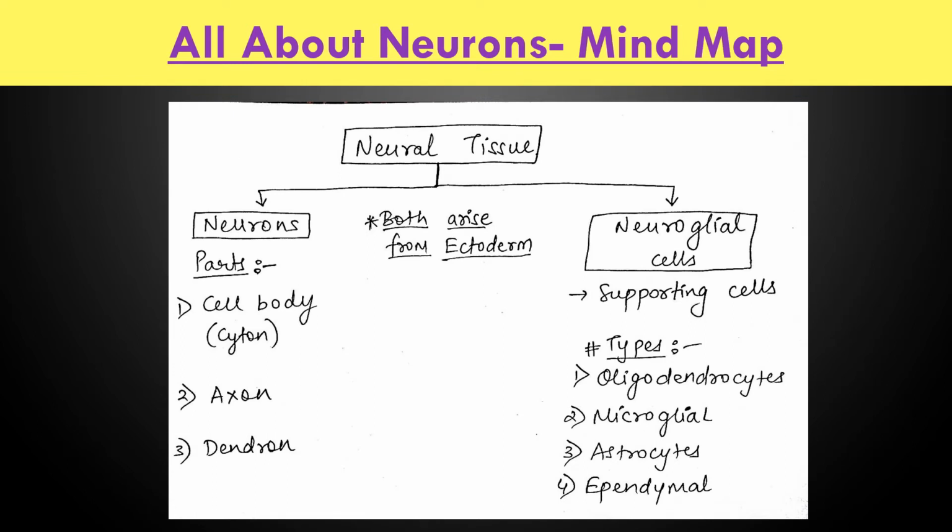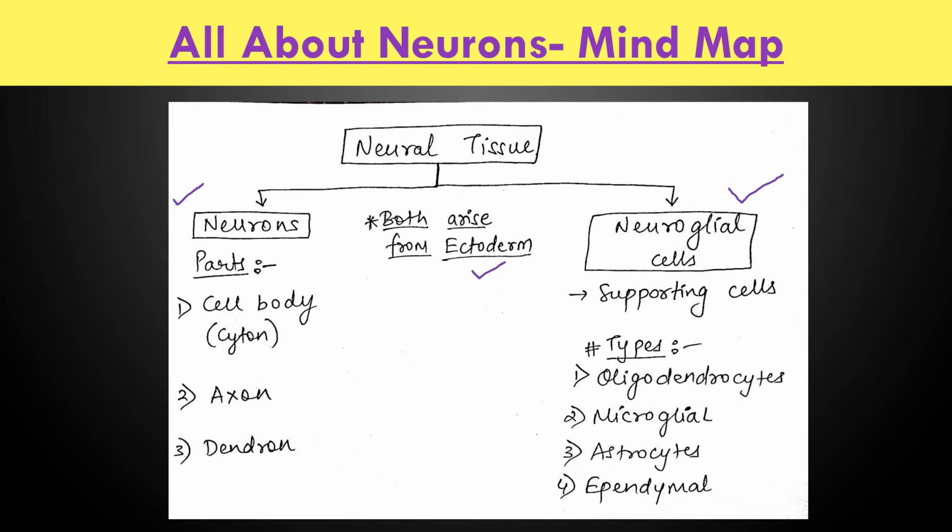Next, let us move on to the neural system present in the humans. Now, the neural tissue is of two types. You can say there are two types of cells in it. First is the neurons, and second one are the neuroglial cells. Both these cells have arisen from the ectoderm, that is the outermost germ layer.